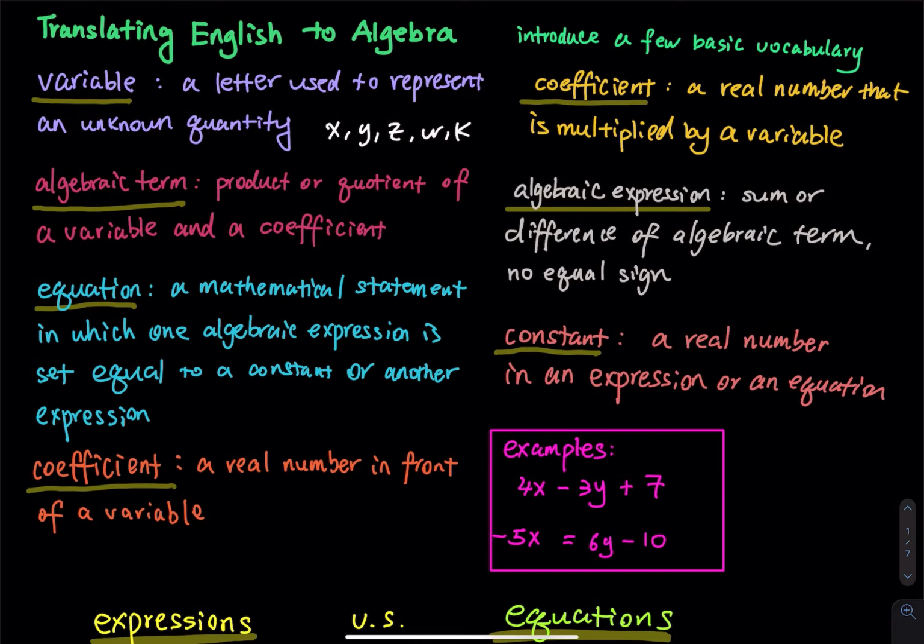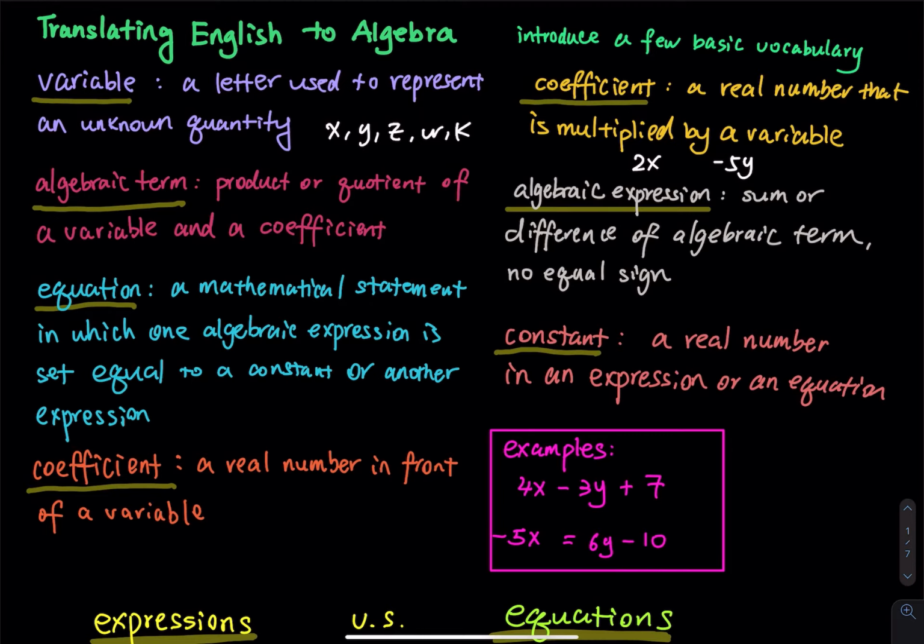Coefficient. A coefficient is a real number that is multiplied by a variable. We already introduced variable, right? So what is a coefficient? Let's say we have 2x, then the 2 is called the coefficient. Let's say we have negative 5y, then negative 5 is called the coefficient. It's basically the number in front of the letter, including the sign. The number in front of a letter is called the coefficient.